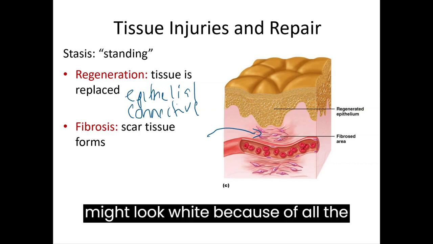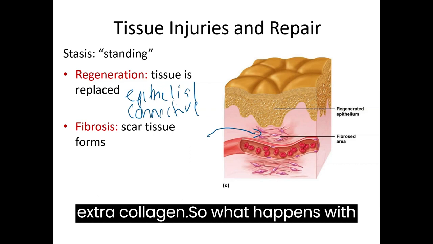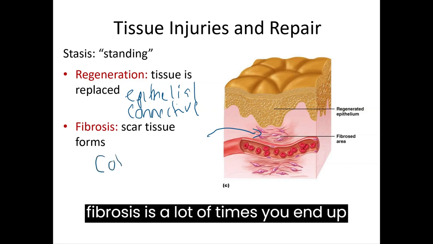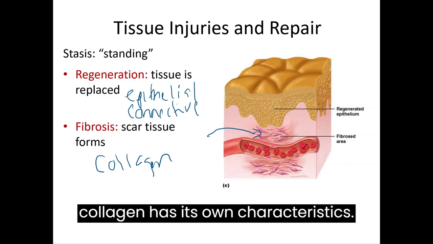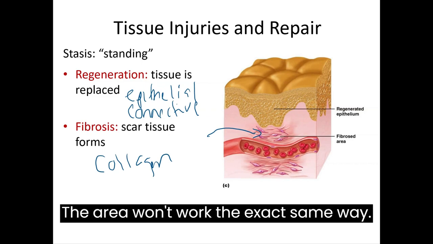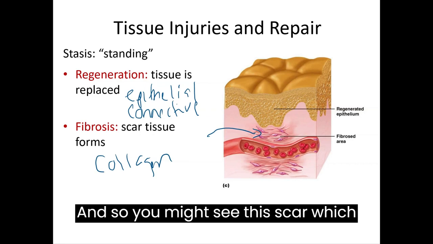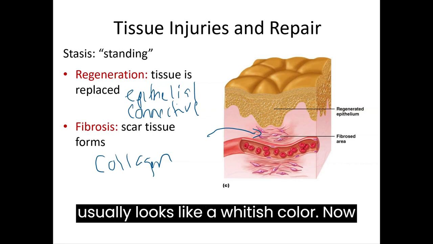If you have a scar, it might look white because of all the extra collagen. So what happens with fibrosis is a lot of times you end up putting collagen down. And collagen has its own characteristics. The area won't work the exact same way. And so you might see this scar, which usually looks like a whitish color.